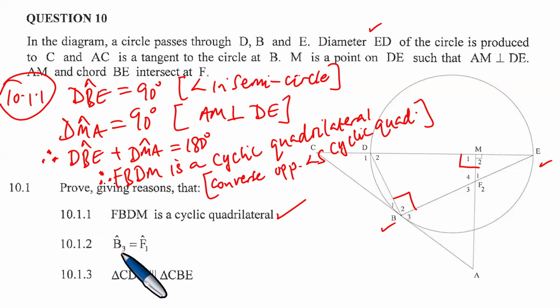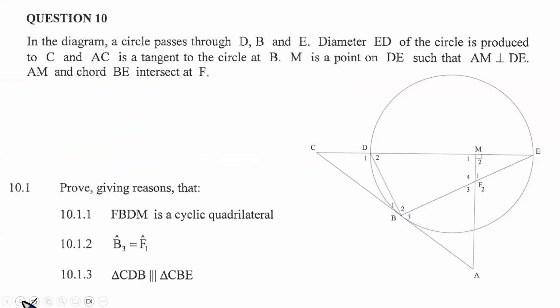Now, the next thing, we must prove that B3 is F1. Angle B3 is this one, and you must prove that this angle B3 is equal to F1. How do we therefore prove this? Okay, this is very, very easy. Let us proceed to prove that.